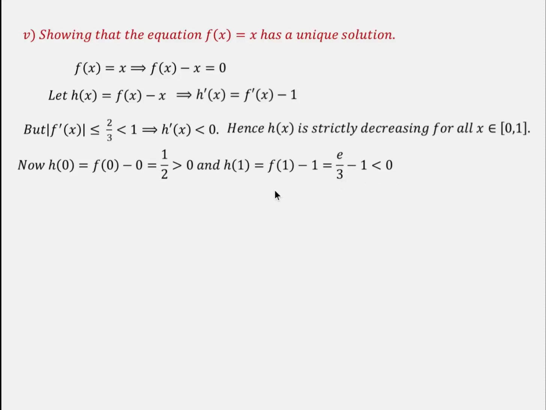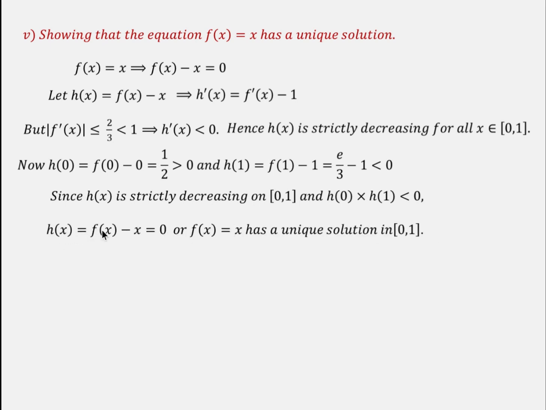So we can clearly see that h of 0 and h of 1 have opposite signs. So the conclusion we can make from the analysis then is that h of x crosses the x-axis in the interval 0 to 1 according to the intermediate value theorem. So finally, we can then make a general conclusion that since h of x is strictly decreasing on the interval 0 to 1 and h of 0 and h of 1 had opposite signs, then h of x equals f of x minus x equals 0, or f of x equals x, has a unique solution in the interval 0 to 1.